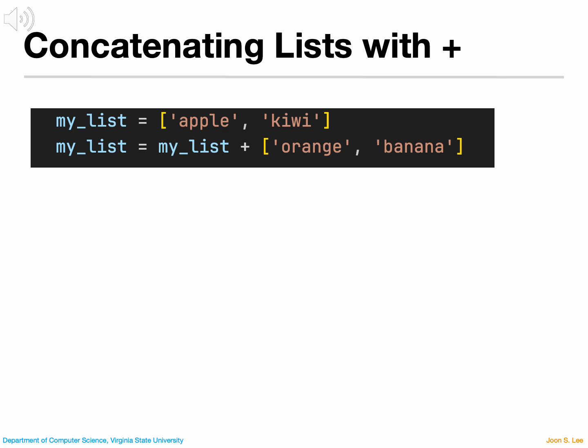We start with a list containing apple and kiwi. Then we take that list and add another list, orange and banana. Python combines the two lists into one. The new value of my_list becomes apple, kiwi, orange, banana. So plus creates a new list that's the combination of both sides. It doesn't just modify the original list in place. Instead, it builds a brand new list and then reassigns it back to my_list.